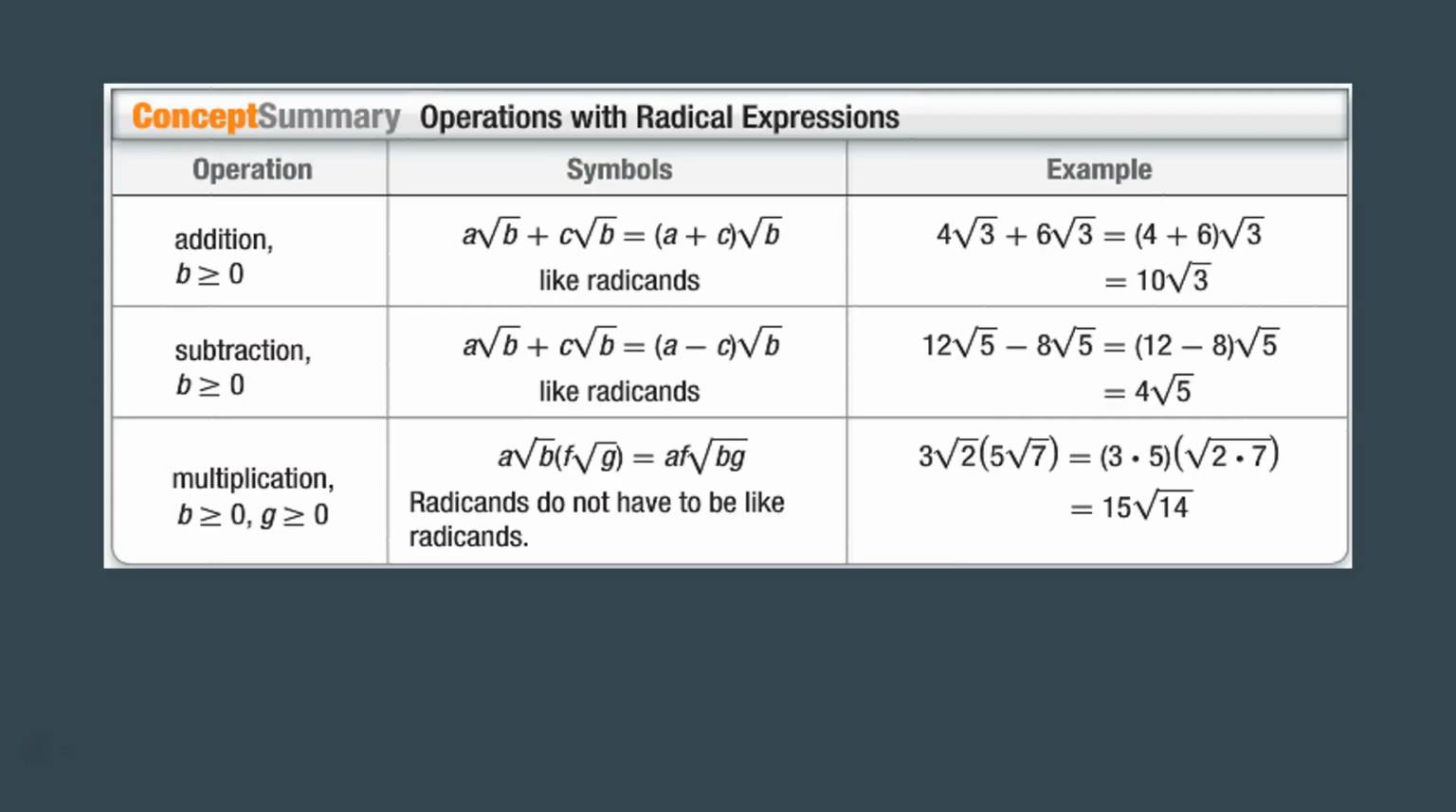Alright, so as you see, we have a couple different operations with radical expressions. So we have the operation of addition, which as you see here, if we have two of the same things in the square root radical here, that we can combine them. So notice this A and the C can be combined because they're both going to be multiplied by the square root of B in this case, which you can see right here.